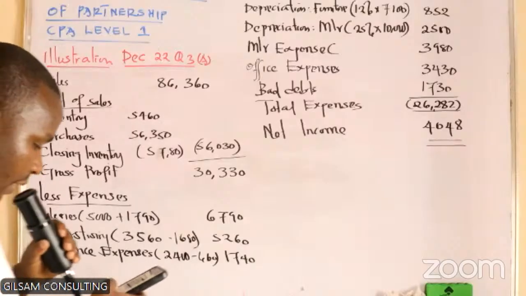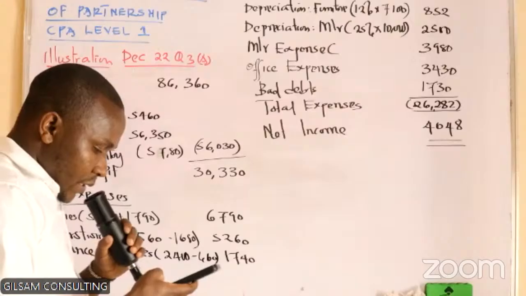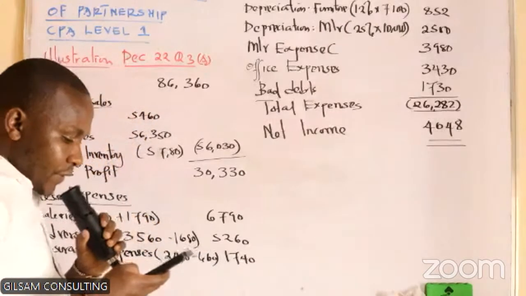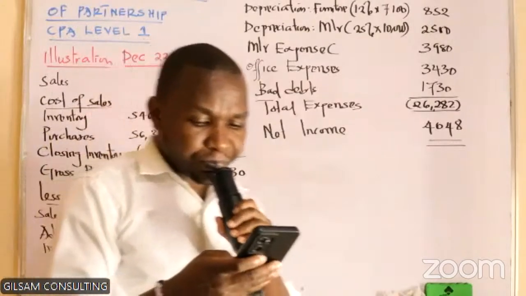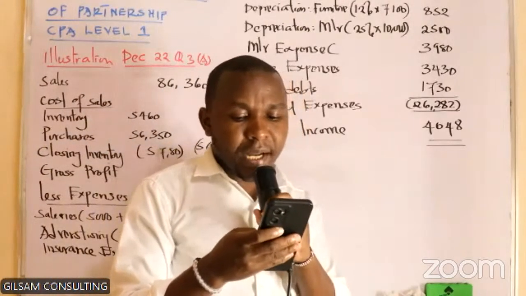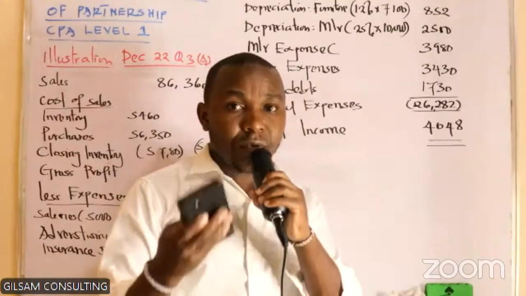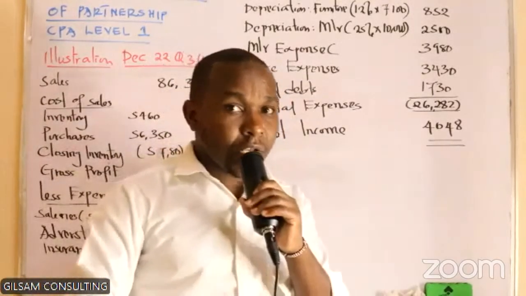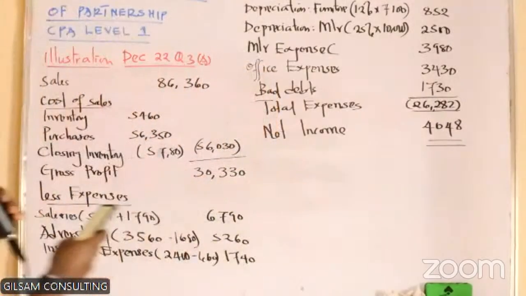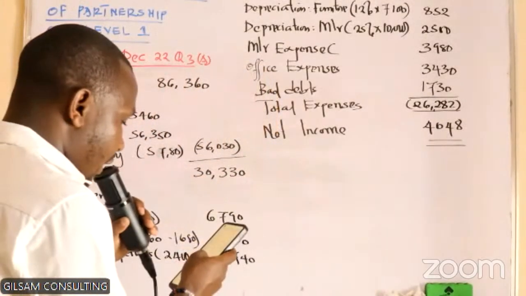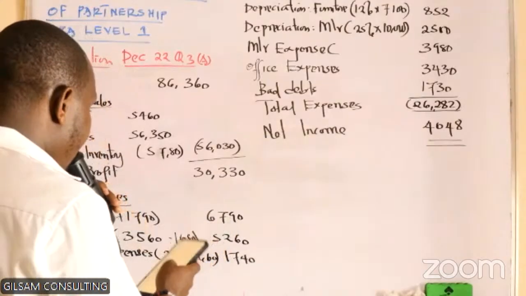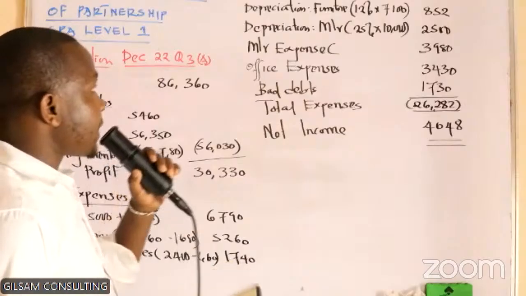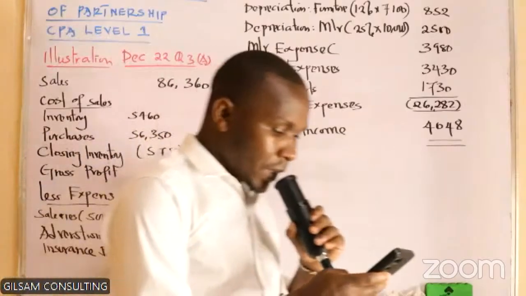And then insurance. So insurance, where is the note for insurance? Note number 4. As of 1st October 2022, the prepaid insurance amounts to 660. So this one we have to subtract because it is not related to the current financial year. So whatever they paid there as an insurance expense, which is 2,400, we will subtract 660 so that we remain at 1740.